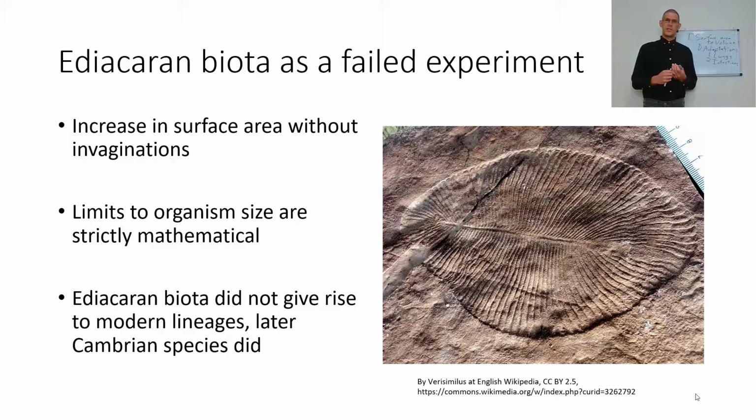Cambrian species gave rise to modern lineages. So there were two separate experiments here in early life for how do we increase surface area without increasing volume in the same amount. And the idea Karen Biota did not work. The Cambrian Biota did. And thankfully, we don't have any giant ants because the limits are physics.